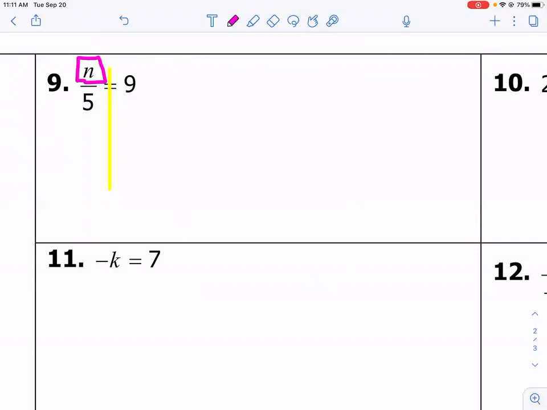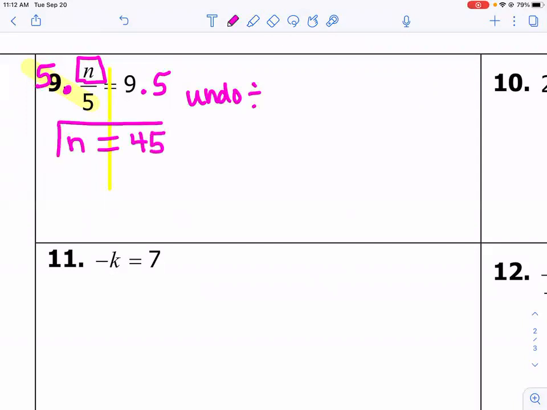Okay, Cordell, how is 5 being attached to n? What operation? Division. So we need to undo the division. Well, if 5 is being divided to n, then to undo it, we need to use the inverse operation. So we're going to multiply both sides by 5. When we multiply by 5, those 5s are going to cancel out and we're left with 1n equals 45.